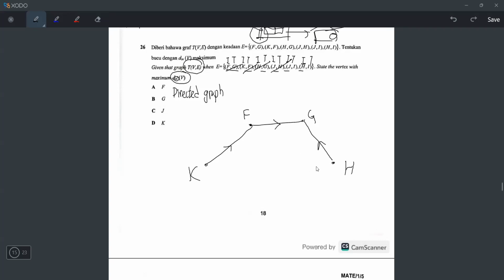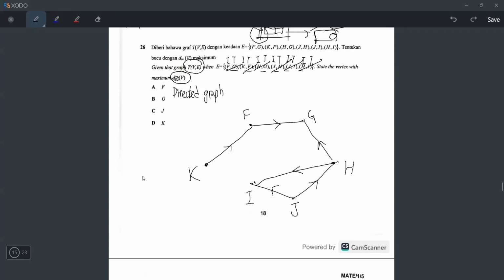Okay, JH. Where is JH? Okay, H is here. So J, join the line, but I have to point towards H. And then JI. Okay, just put I anywhere lah. Just put here. But point where? J to I. So I is like this. And then HI. Where is H? Okay, HI, like this. But the arrow is pointing where? So from H to I. So like this.